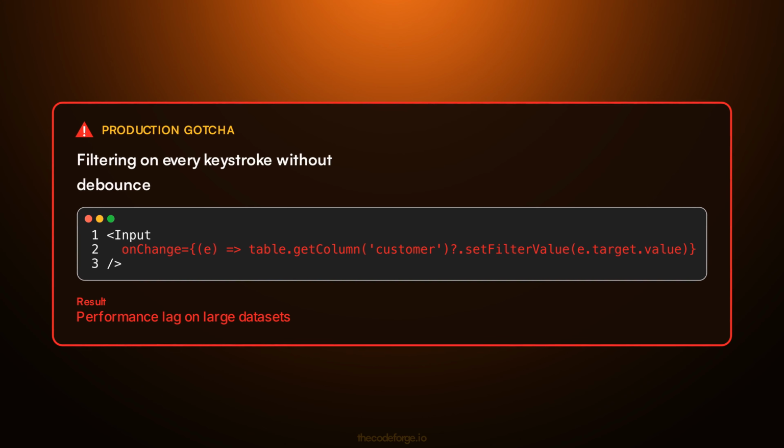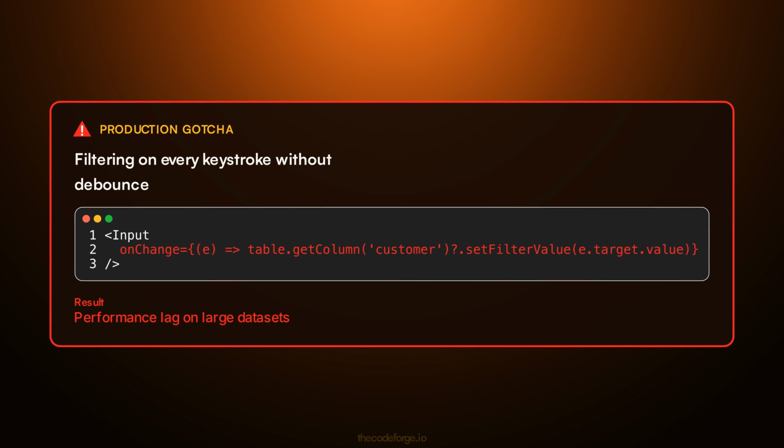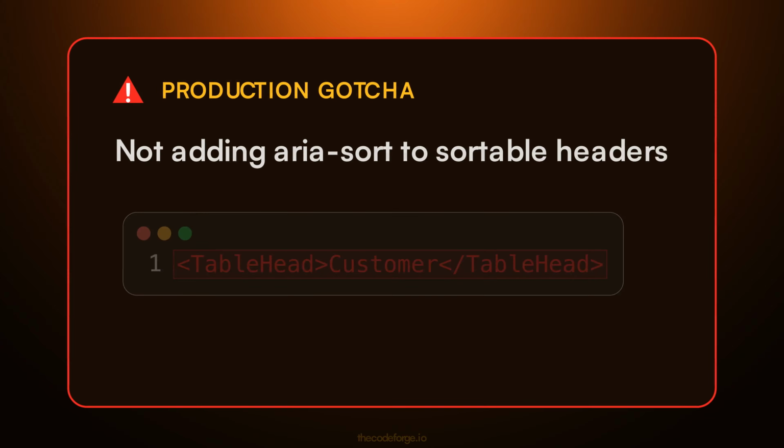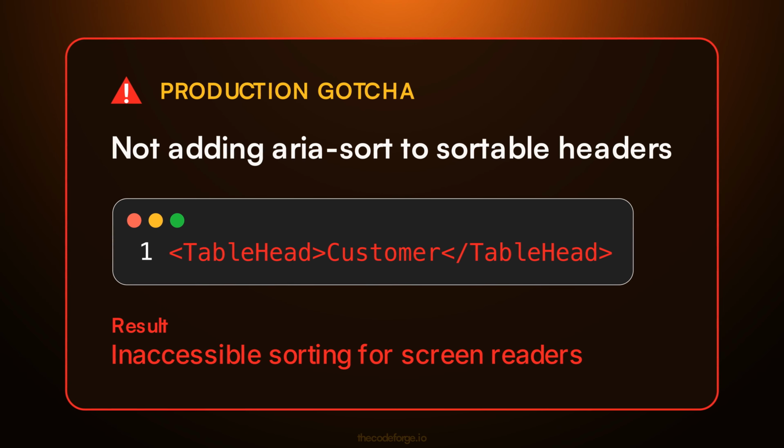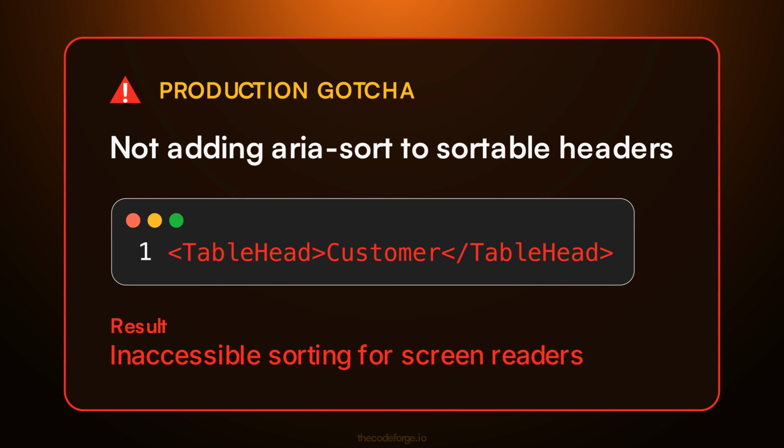Without debounce, every keystroke triggers a filter re-render. On large datasets, this causes noticeable lag. Use useDebounce to limit updates. Screen readers need aria-sort to announce the sort direction. Without it, users relying on assistive technology can't navigate the table effectively.